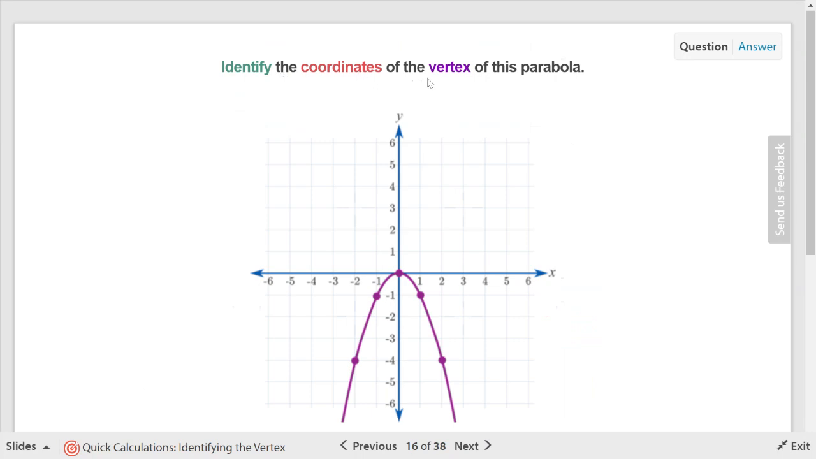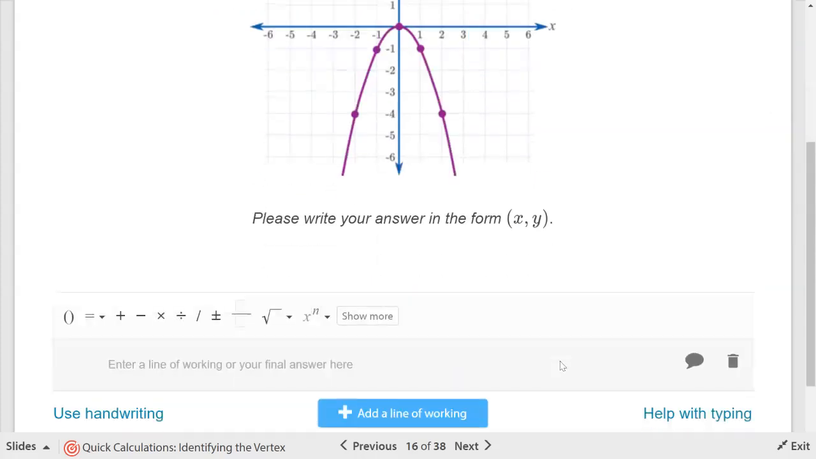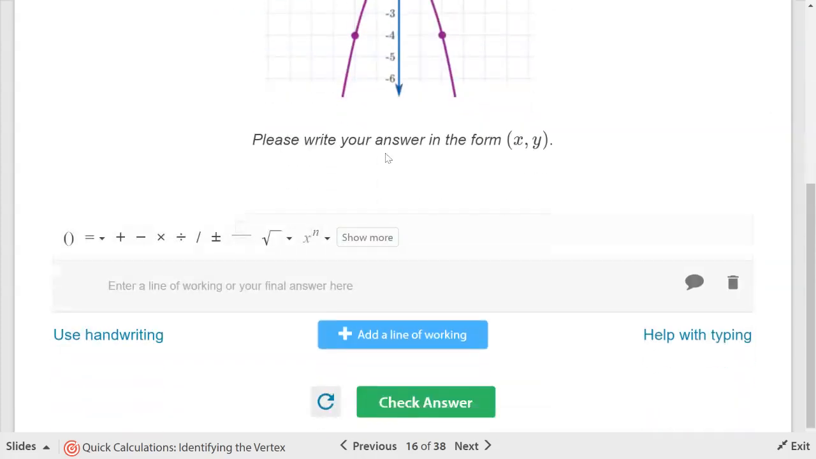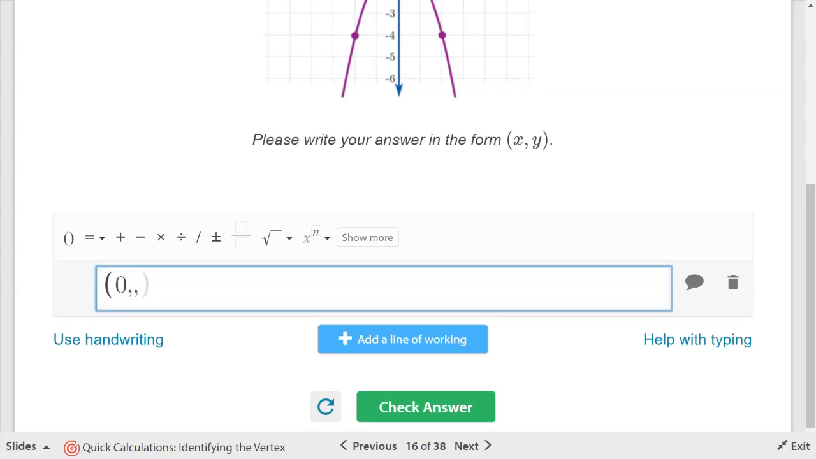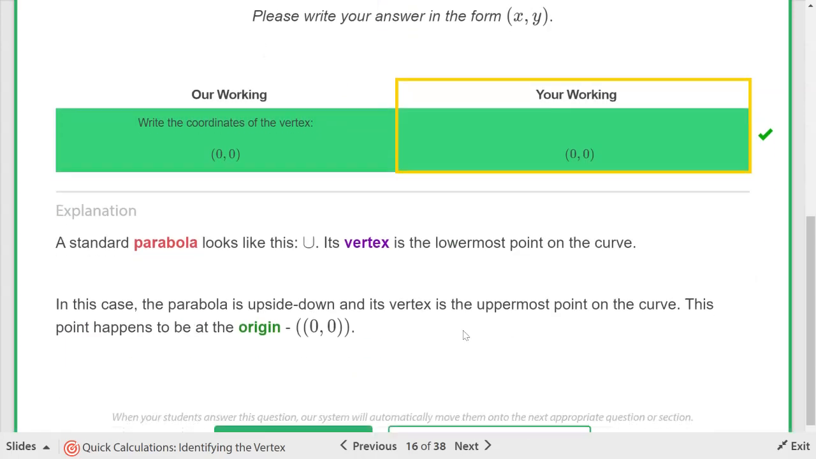Identify the coordinates of the vertex. Now, vertex, remember, is the turning point. It's right in the middle of our entire Cartesian plane. 0 on the y, 0 on the x, so 0, 0. Ideally, it says please write your answer in that form. So you know you have to write down 0, comma, 0. And then you check the answer. Right.